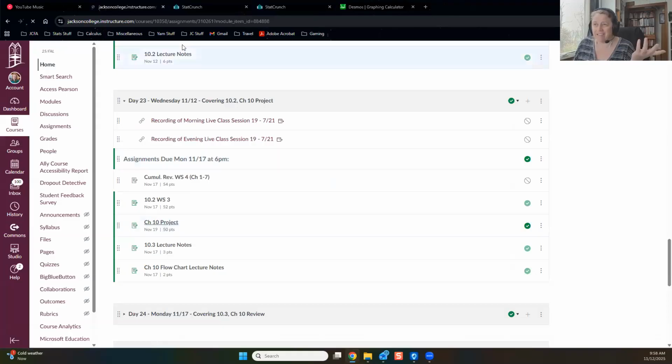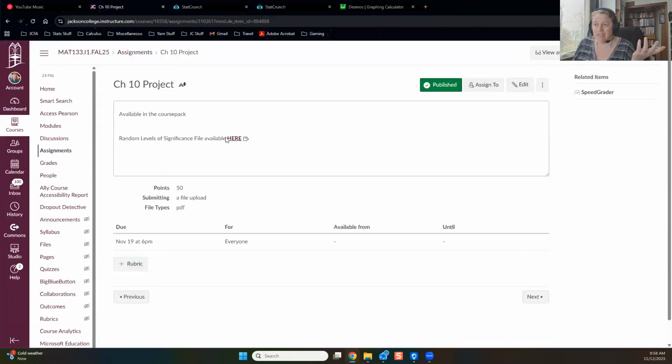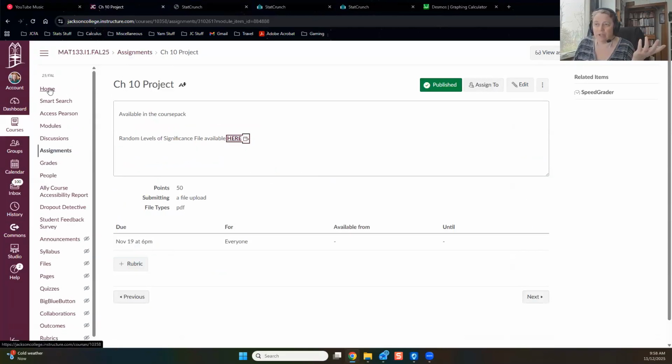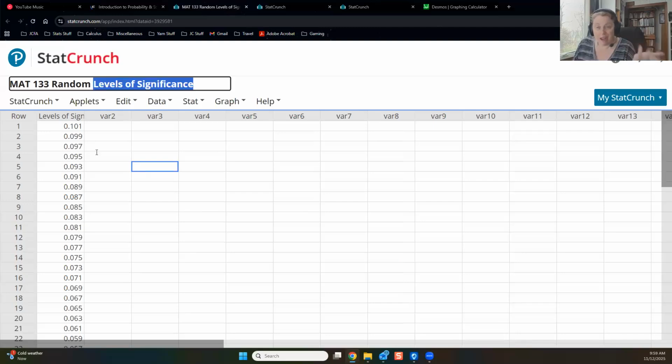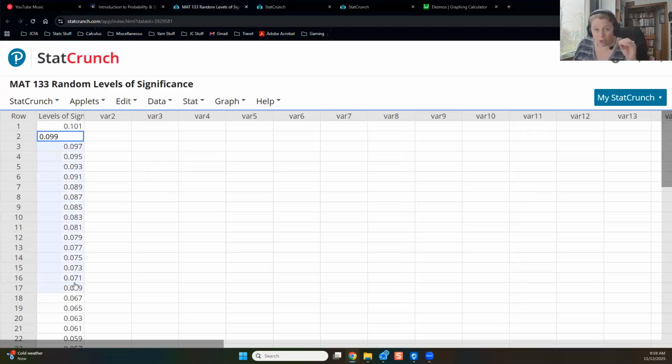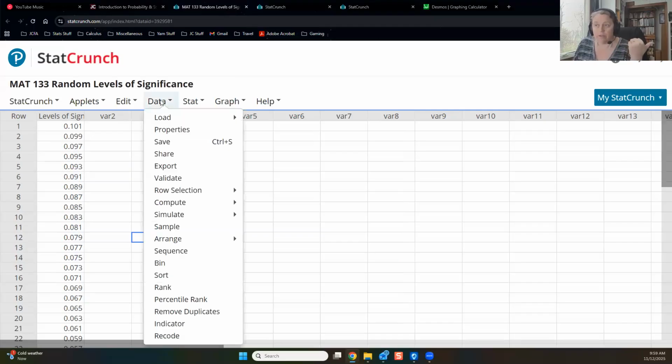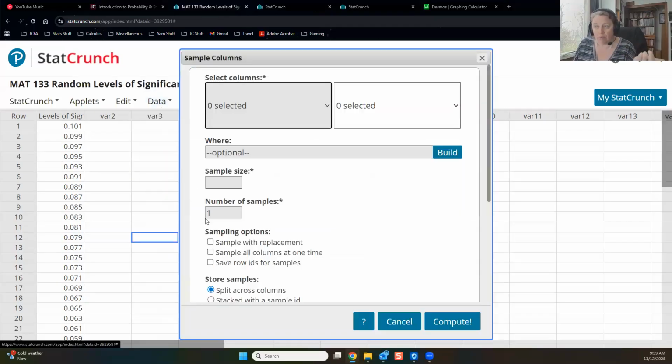I actually have it in the data sets page as well. So chapter 10 project, I'm going to open here. They're levels of significance. They're alpha values. They're going to be small numbers, right? So you're going to choose data, sample, and mine is showing it this way.